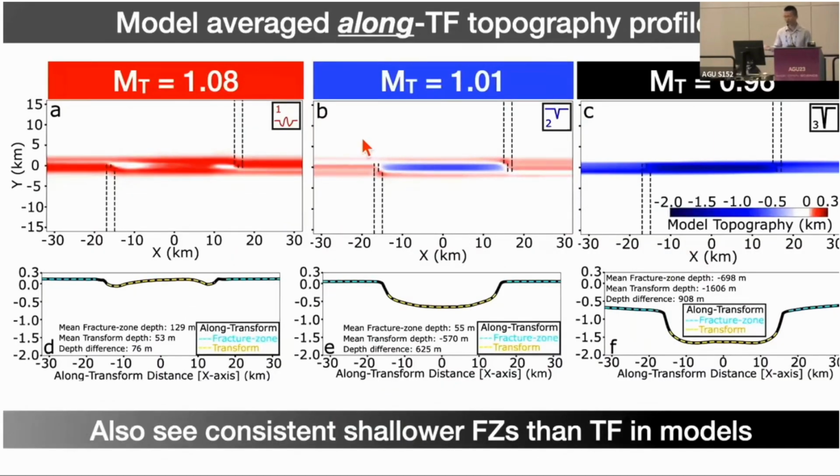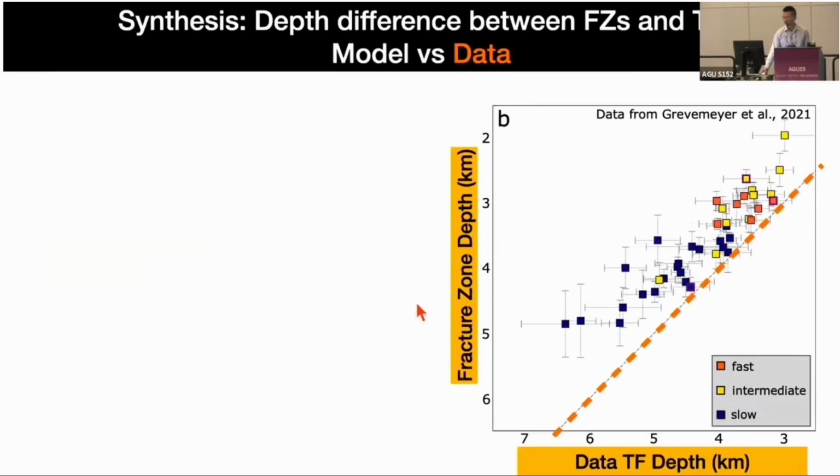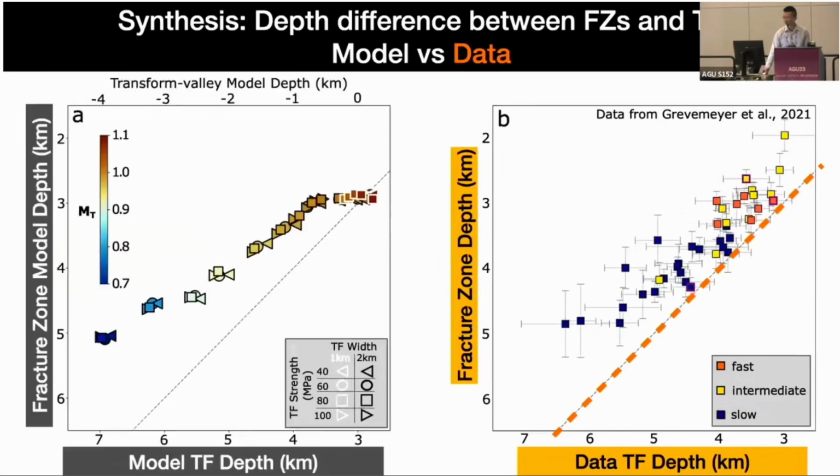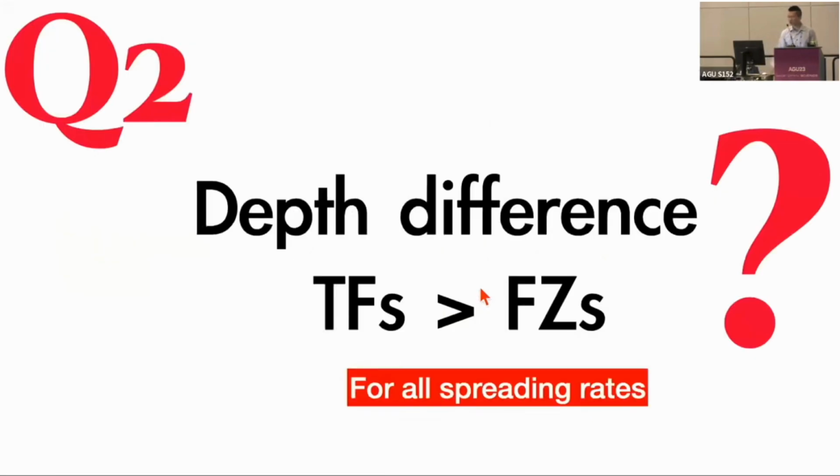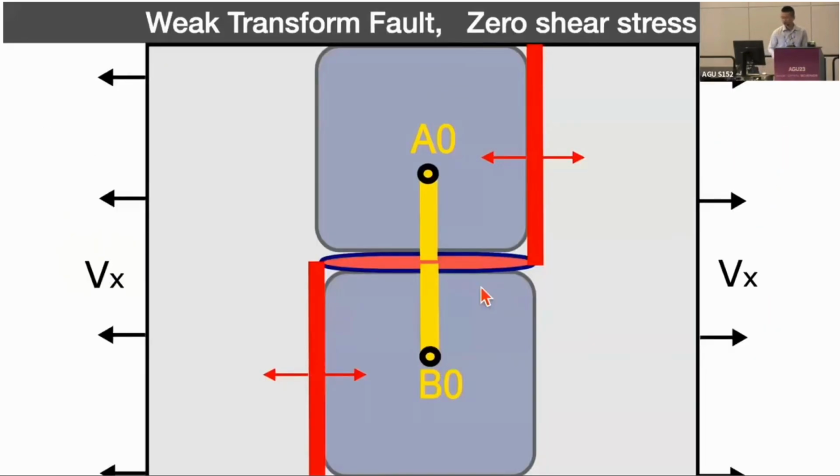Let's take a look at along-transform fault topography. As you can see, despite the MT value, the fracture zones are always shallower than their adjacent transform faults. And in terms of the systematics, without even trying, surprisingly, our model reproduced that trend. So why is that? Why is there a depth difference?